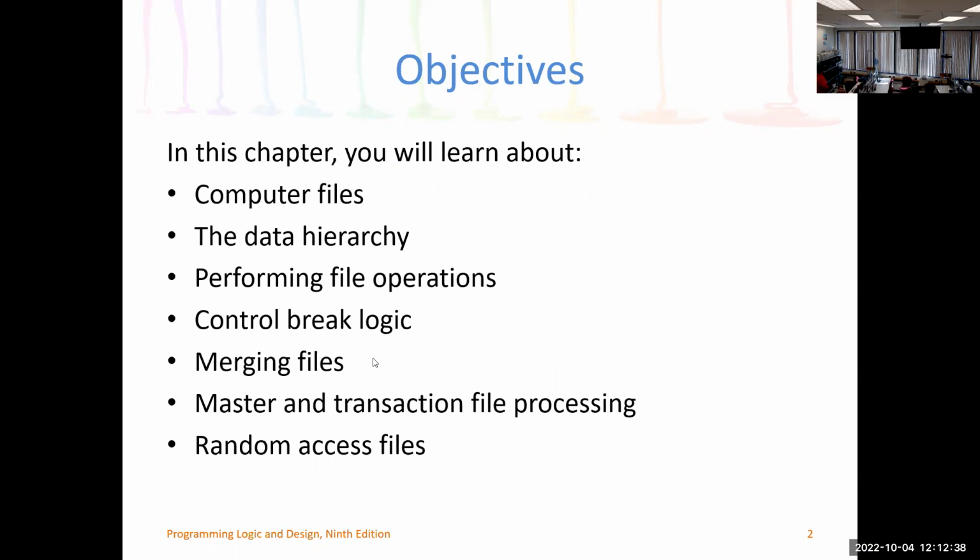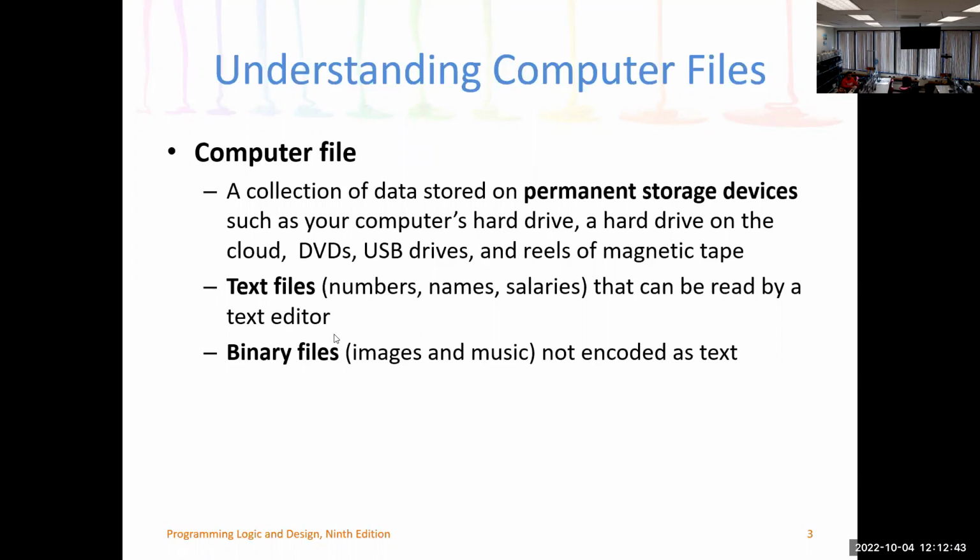The computer file is a collection of data stored in the permanent storage, right? And basically, you have the text file, where everything is stored by number, think about a name or a salary, that can be read by the text editor. And you have the binary file, it can be an image or music, which is not encoded as text.